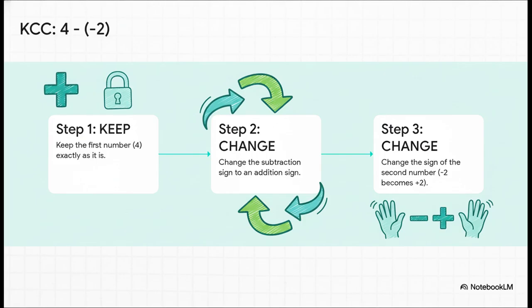Let's say you've got the problem 4 minus negative 2. So first you keep the 4, don't touch it. Next, you change the minus sign to a plus sign. And finally, you change the sign of that second number so negative 2 becomes a positive 2. And just like that, your problem is now 4 plus 2, which is obviously 6. KCC is your best friend here. It works every single time.